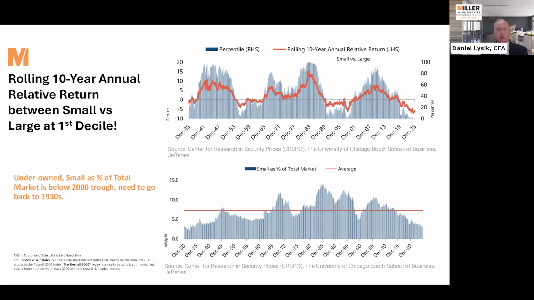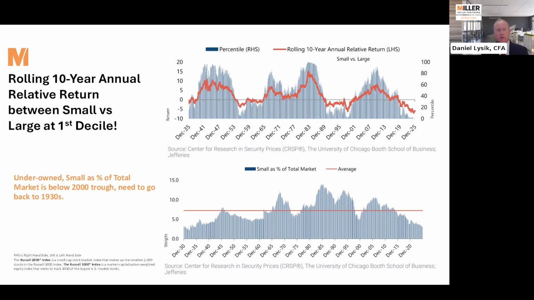In addition, the chart on the bottom highlights how underowned small caps are in the market in general. Small caps as a percentage of total equity is below the 2000 trough. It's nearly half those levels. One would have to go back to the 1930s to find a lower time period. And again, looking at the top chart, coming out of the 1930s, small caps' 10-year annual relative performance outperformed large caps by 5 to 10%, looking out 10 to 15 years from that time period.